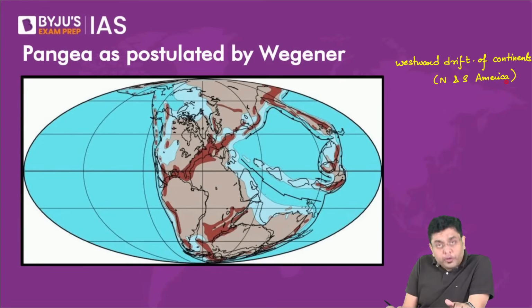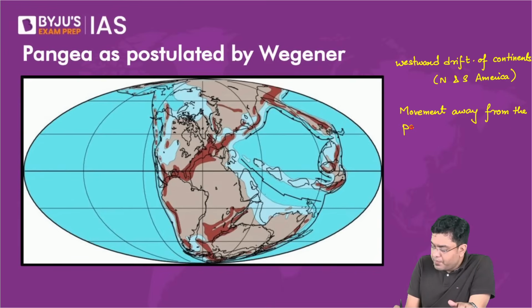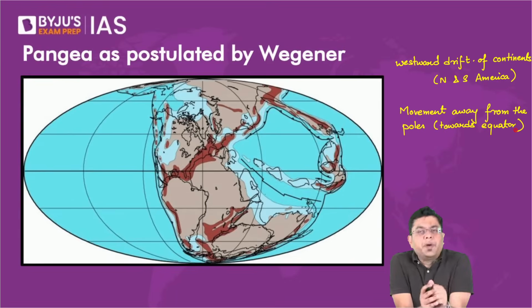And then he was also convinced that various continents such as South America, Africa, as well as India and Australia have moved away from the poles towards the equator. So, movement away from the poles towards the equator. So, as per Wagner, these were the drifts which were happening.